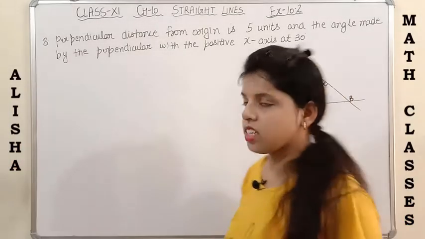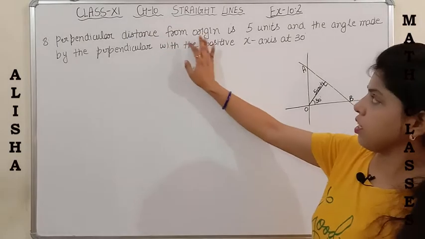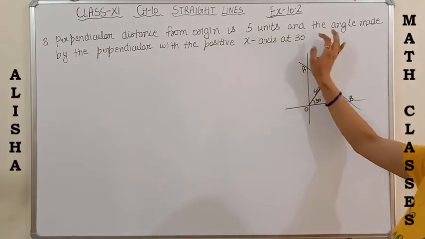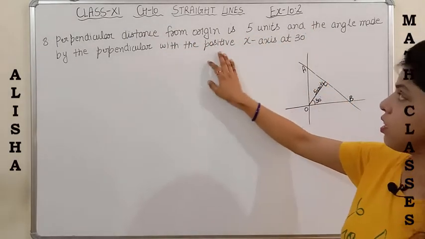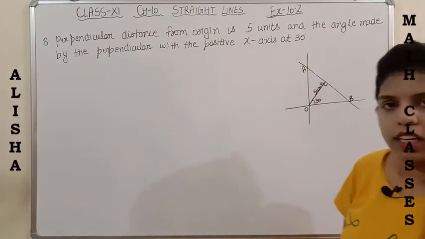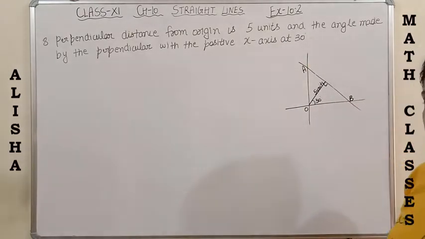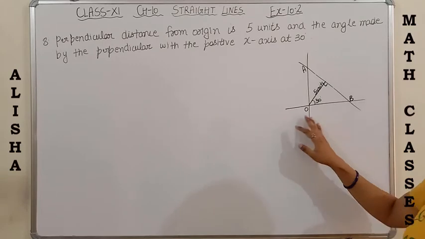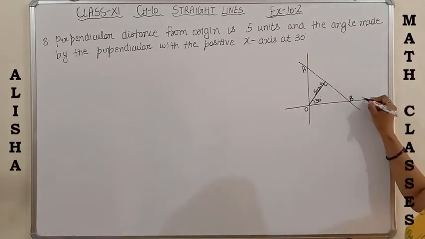So students, next is 8th question. Perpendicular distance from the origin is 5 units and the angle made by the perpendicular with the positive x-axis is 30 degree. So first of all, try to understand. Here I have drawn a figure also. This is x-axis and this is y-axis.